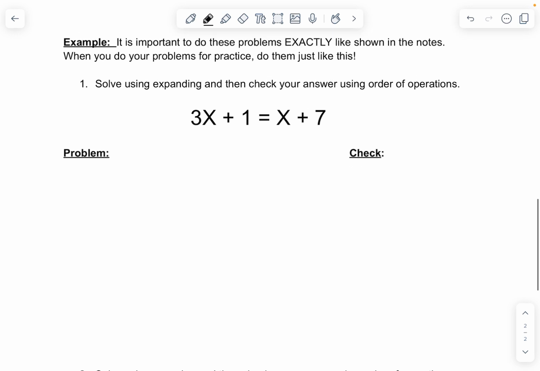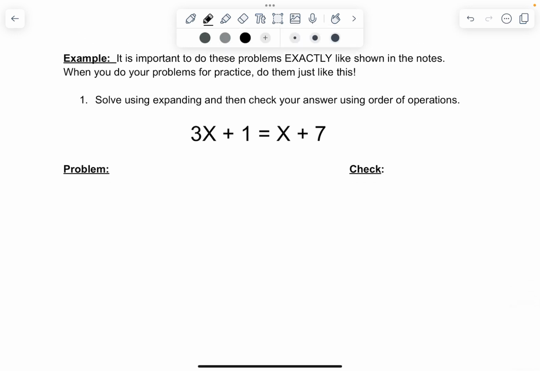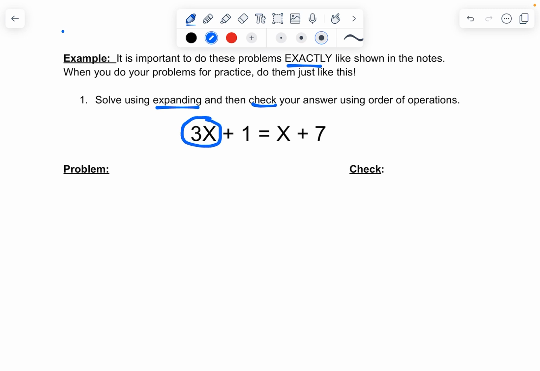We're going to move ahead and look at the first example. It is important to do these problems exactly like shown in the notes. When you do your problems for practice in your assignment, do them just like this. It says solve using expanding and then check your answers. Where the expanding comes from is this first term right here. What does 3x mean? It means that there are 3 x's.